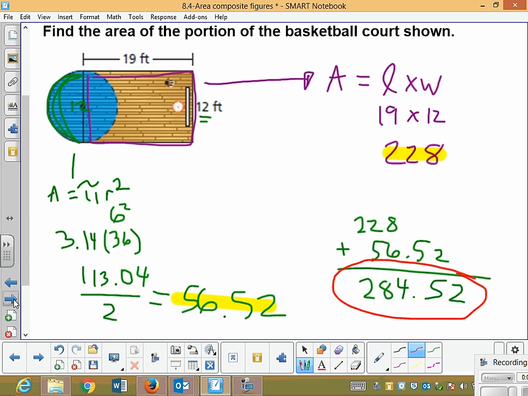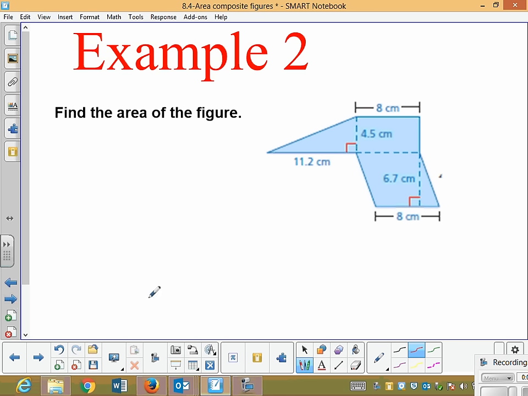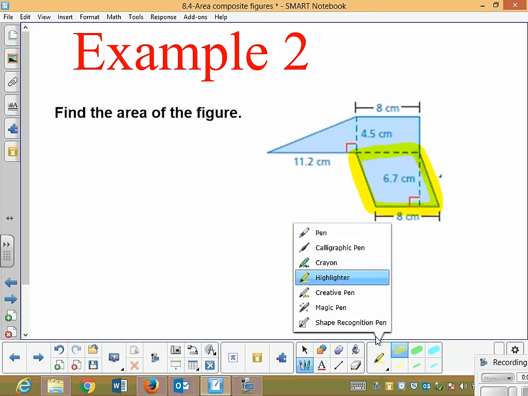So let's go ahead and practice another example. This time I have this figure. It looks like this figure is broken up into a few pieces. So I notice that there is a triangle, a rectangle, and this right here, I'll highlight it in yellow, is a parallelogram. Okay, so be careful. All right, so the first piece we're going to go ahead and do is the triangle.